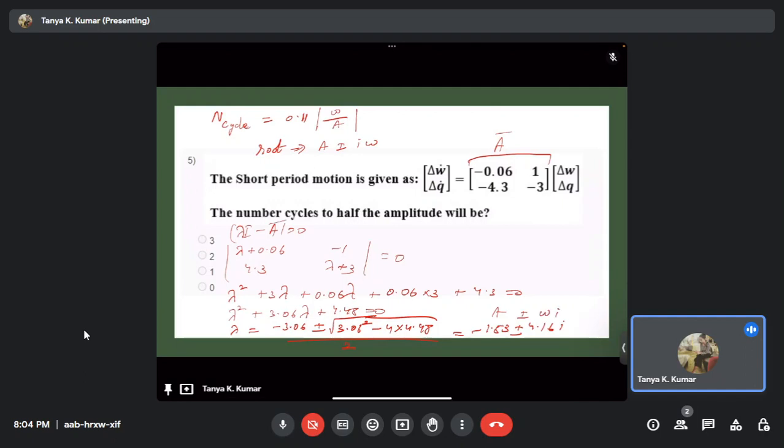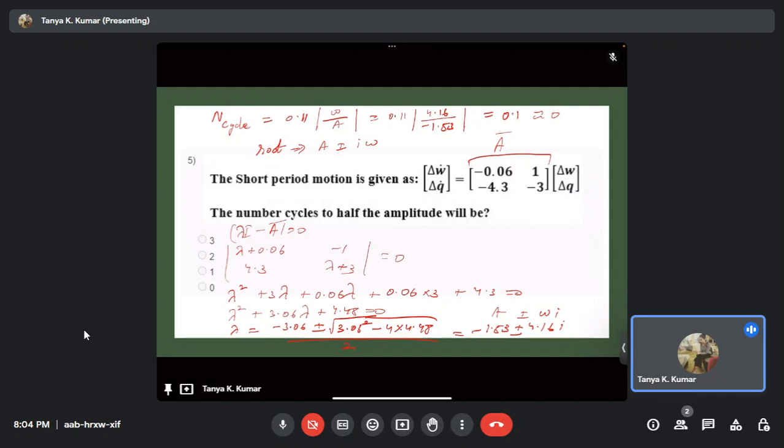When you substitute it here, you get 0.11 times omega, which is 4.16, divided by a, which is minus 1.53. So what do you get this value as? 0.1, and when you round it off it's almost equal to 0. So the number of cycles it takes to reach half the amplitude is 0. Okay, let's go to the next.